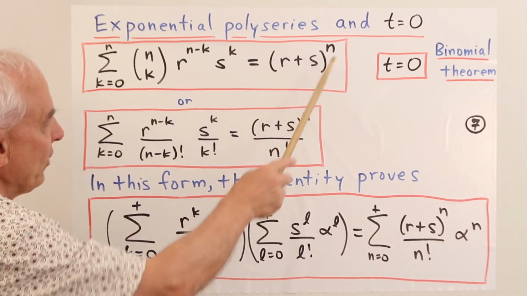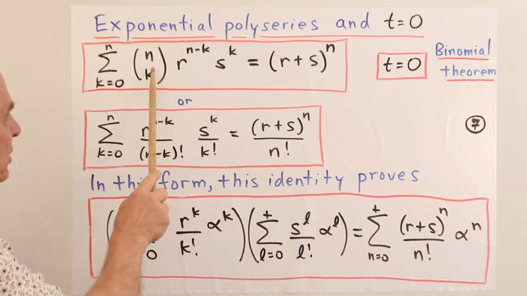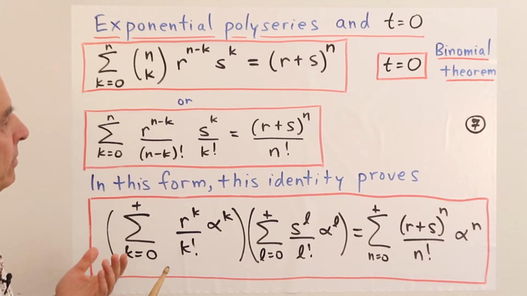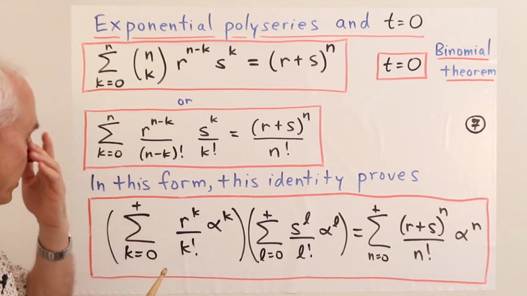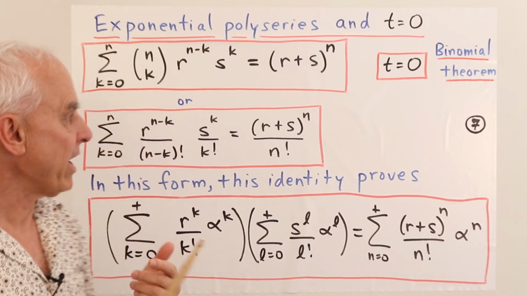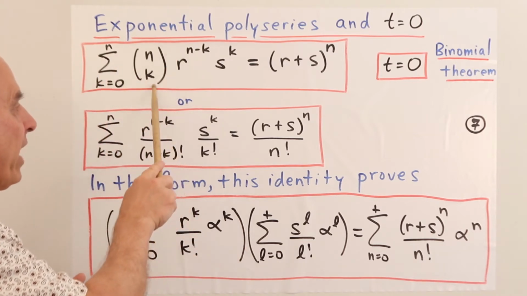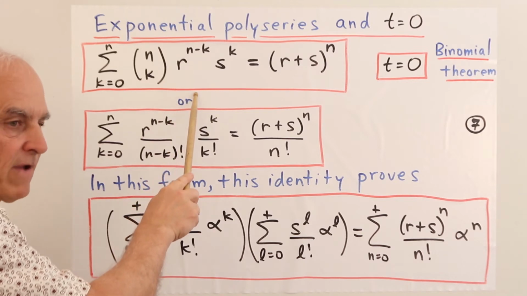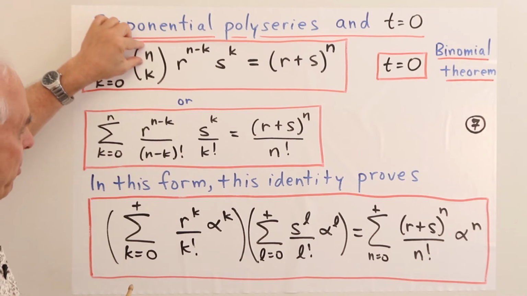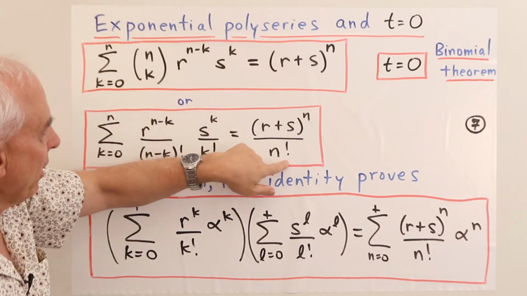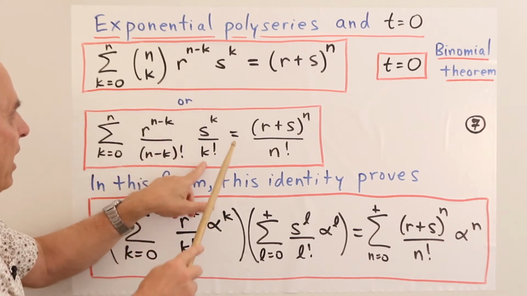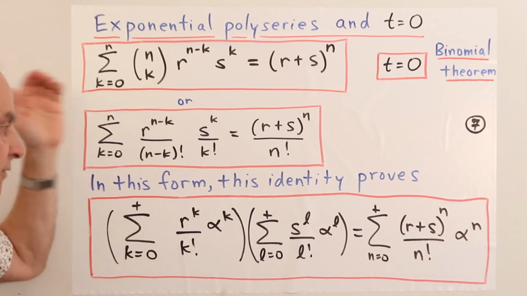(r plus s) to the n equals the summation from k equals 0 to n of n choose k, r to the n minus k, s to the k. And we can rewrite this, and it's useful to rewrite it by taking this binomial coefficient and writing it as n factorial over (n minus k) factorial times k factorial, both in the denominator. And then bringing the n factorial in the numerator down here, and separating these, the n minus k factorial under this one, and the k factorial under this one. So this is just a rewrite of this formula.